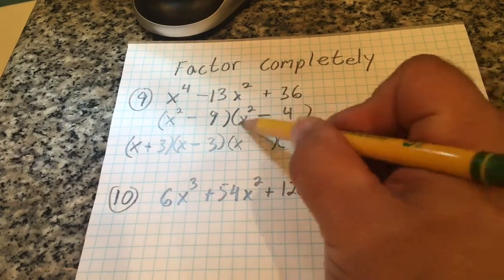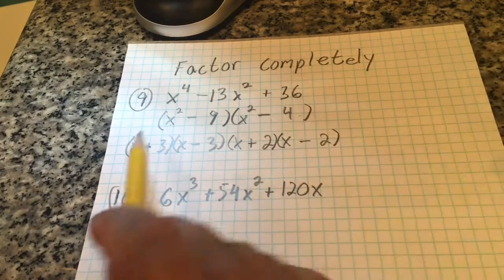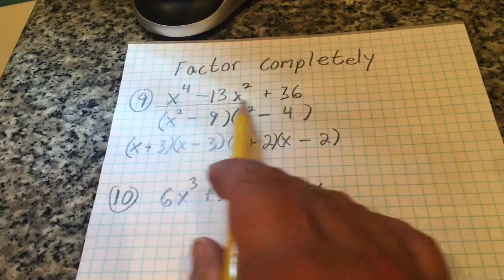So that's going to give me x times x equals x squared. 2 times 2 equals 4, plus and minus. That is the completely factored form of this original.